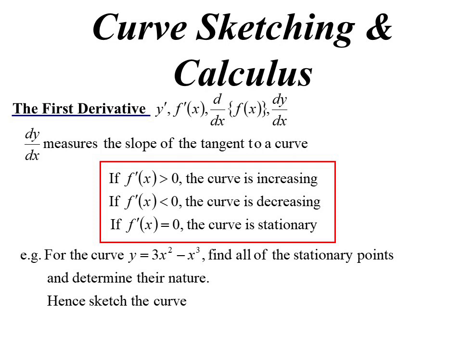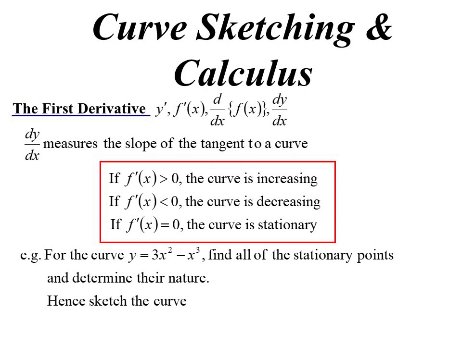I'm going to draw a really rough sketch using only the first derivative to get a picture. So we've got this curve, it's a cubic, 3x squared minus x cubed. Now, of course, we've got lots of other ways we could do it. This is just another tool that we've got at our disposal. We're going to find those stationary points and determine their nature. So what sort of stationary point are they?